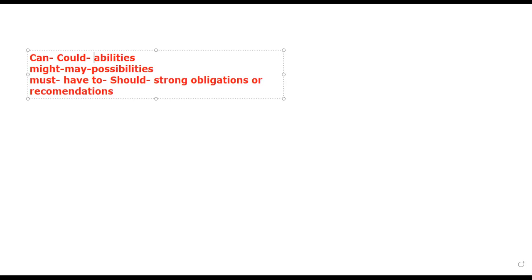Okay, so these modal verbs are used instead of an auxiliary verb. Why? Because they make the function of an auxiliary verb. Okay, so can and could for abilities. Could also is used here in possibilities, so you can use could also for possibilities. Must, have to are used for obligations, and should for recommendations or advice.